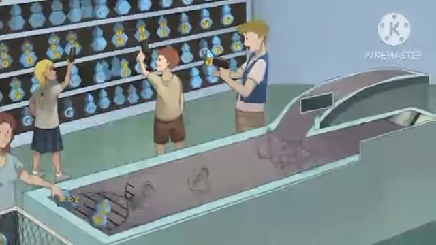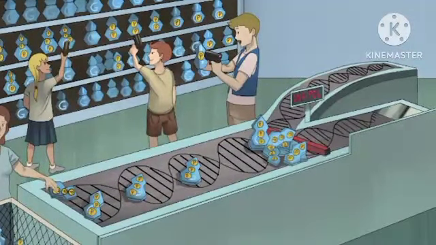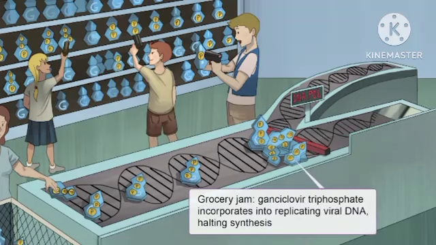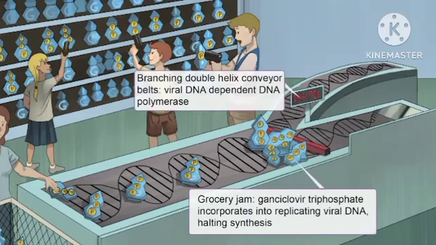That will be depicted here as their mom sends these triphosphate cans down the conveyor belt, and it looks like they're going to get into a jam at the junction, messing up the flow. This junction represents the viral DNA polymerase, just like at our Hermes airline. The single conveyor belt has a DNA helix design which splits into 2 equal double-stranded helix paths, just like DNA-dependent DNA polymerase. When Gancyclovir triphosphate gets incorporated into replicating viral DNA, synthesis is terminated.